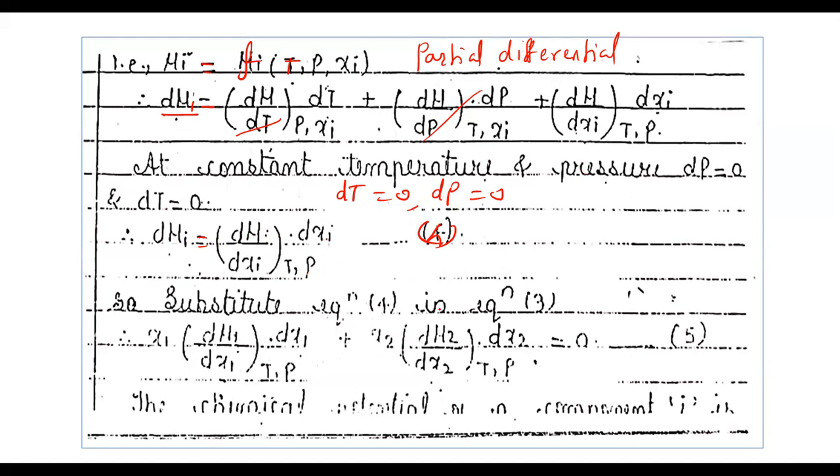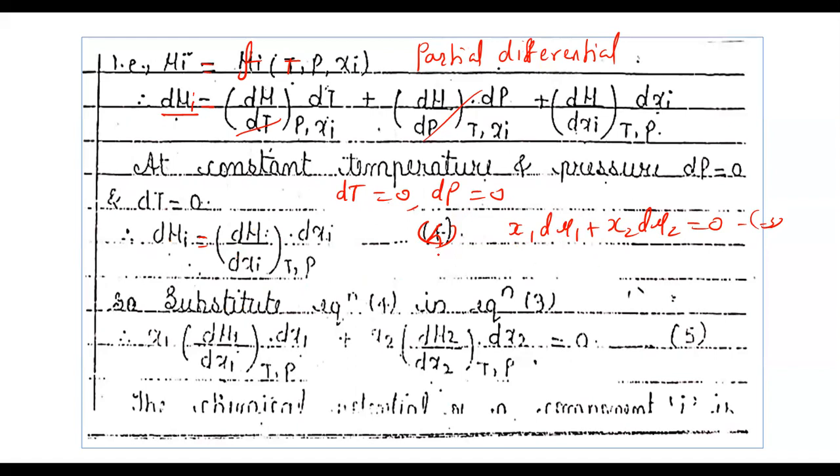Now substitute this equation 4 in equation 3. So let us see what is equation 3. Let us write that equation once again here: x1 d mu 1 plus x2 d mu 2 is equal to 0. This is equation 3. So d mu is equal to this term, and we substitute this d mu into this equation.